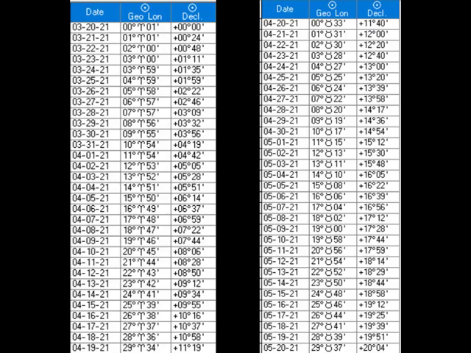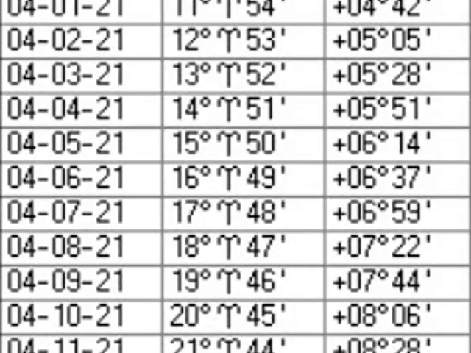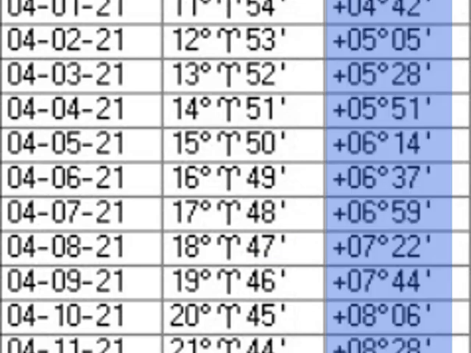Let's go down a little bit to maybe April the 6th. And you will see that the sun is now at 16 Aries 49, and its declination is 06 north 37. It's important to note that the sun's declination is increasing.